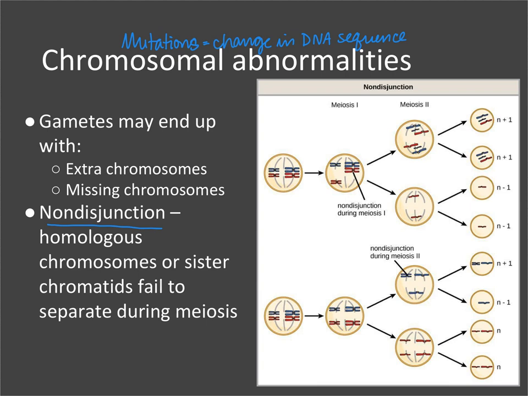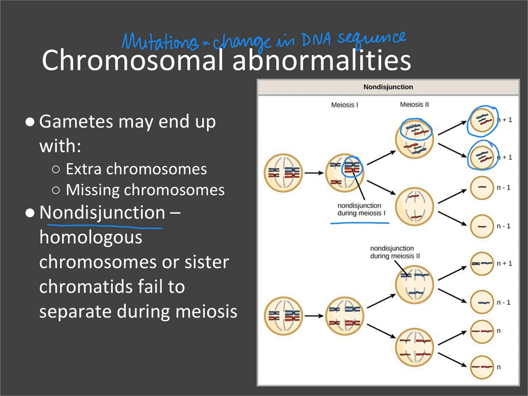So non-disjunction that happens during meiosis 1, what happens is that the homologous chromosomes fail to separate. So you can see in this picture here that the homologous chromosomes, this pair right here that was supposed to separate, does not separate properly. And so what we end up with are these cells that are going into meiosis 2 that don't have the proper number of chromosomes, and so we end up with these gametes that have an extra chromosome in them.